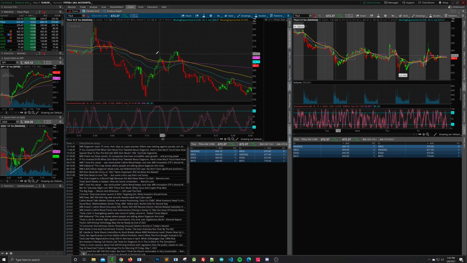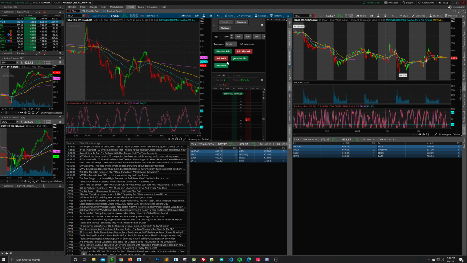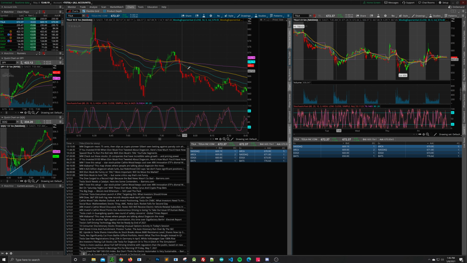So let's go over how I have, well, if I'm playing stocks, I do have active trader set up. I just click that tab and it's already set up here with the buy market, buy ask, and join the bid, or you can use this price ladder as well. So let's go over how I have my options set up. Actually, you know what? First, let's go over the linking structure.